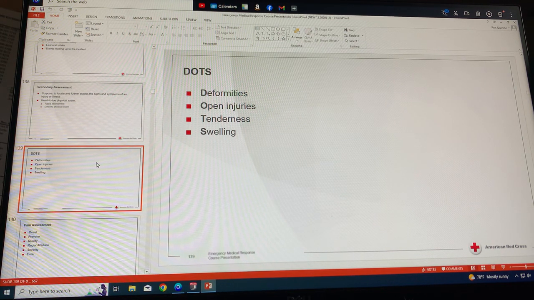DOTS. Next slide covers DOTS. The mnemonic DOTS may be helpful during the physical examination for patients who have been injured. It stands for deformities. Deformities may include depressions or indentations, parts that have shifted away from their usual position, parts that are more rigid or less rigid than normal, or obvious signs of broken bones.